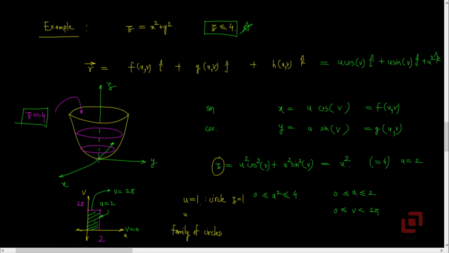So starting from the origin, you will go on getting circles with increasing radii till you reach the plane z equal to 4, wherein the largest value of the radius will take place, and that will be equal to 2. Now what will we get if we let u vary and let v be a constant? If we do that, then we will get another family of curves.